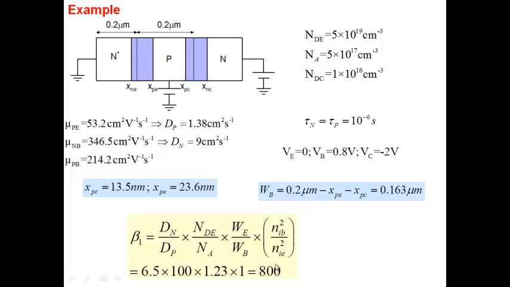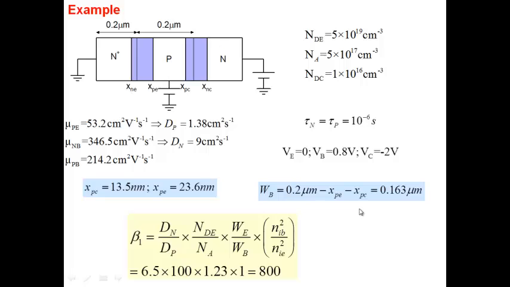Now, note where this 800 value is coming from. A significant fraction is coming from DN by DP, the fact that it's the electrons which carry the collector current, and DN is significantly higher than DP, so 6.5. Another major contribution is coming from the fact that the emitter doping is so much higher compared to the base doping. This is the most significant factor, and WE by WB is relatively minor. It's not too large here. So you get a current gain of 800. This is what the prediction is. Now, this current gain, if you actually go and make a transistor like this, you will not get 800.